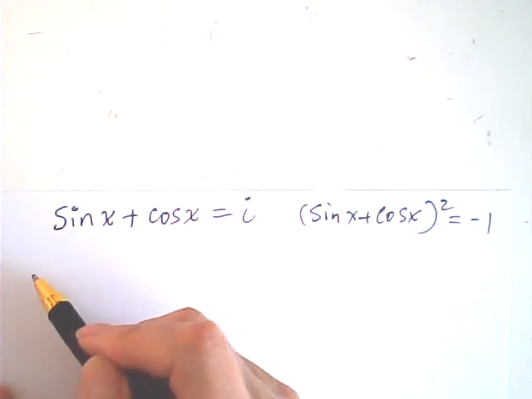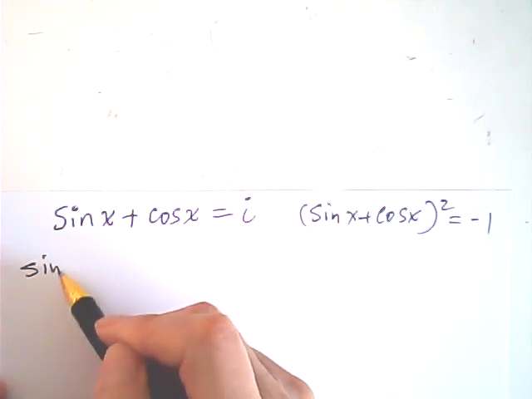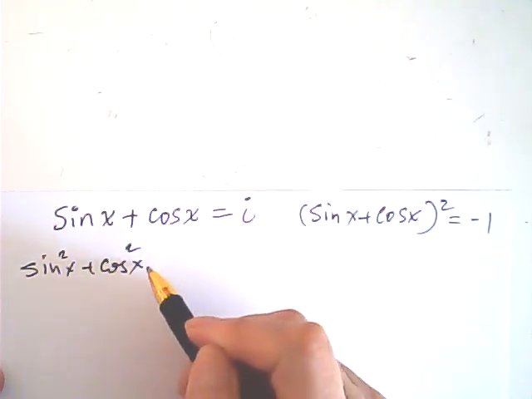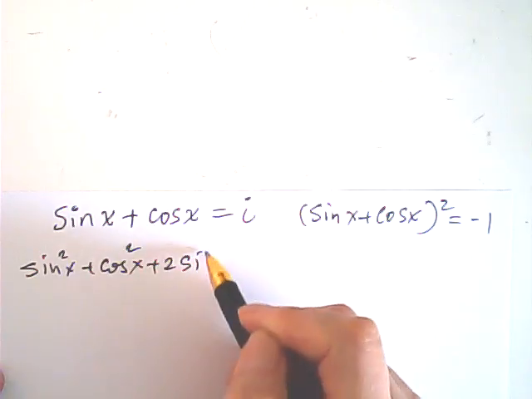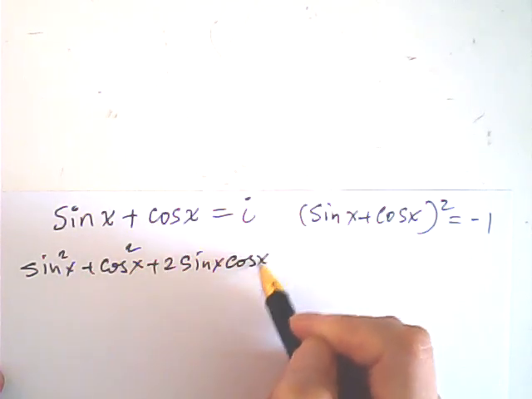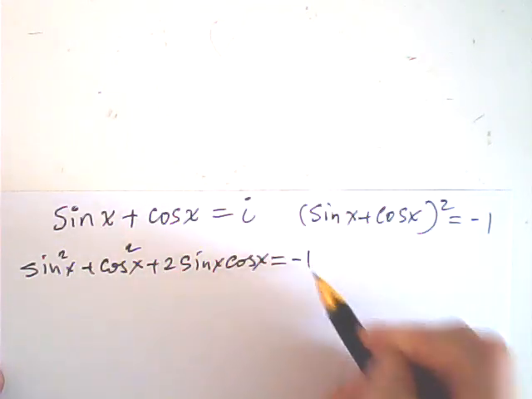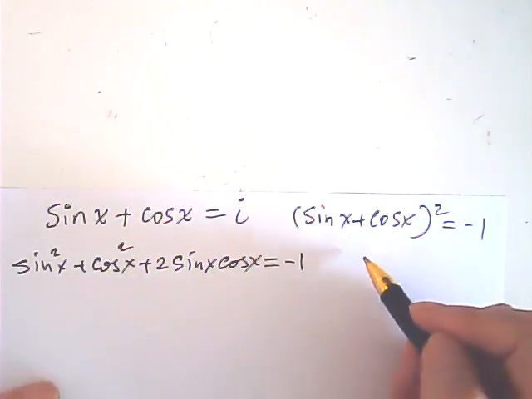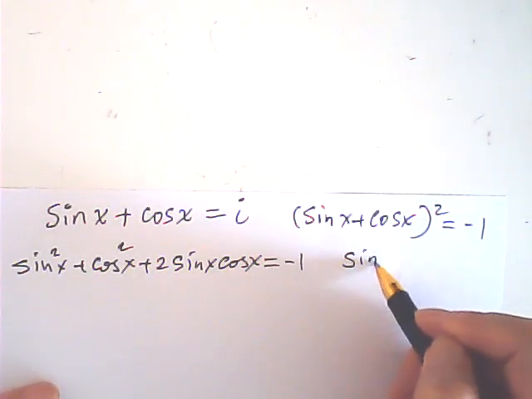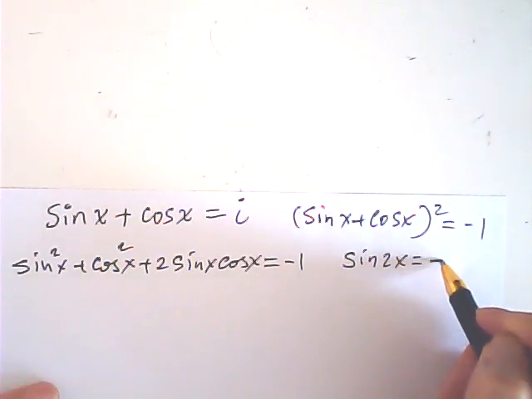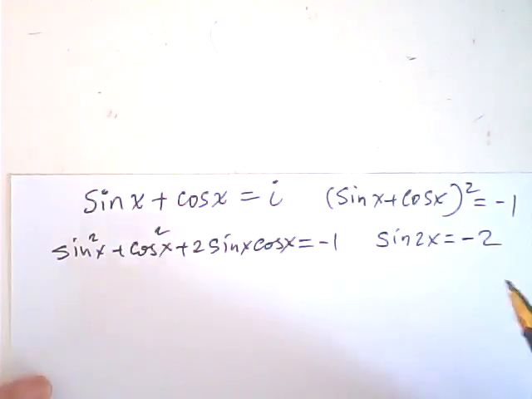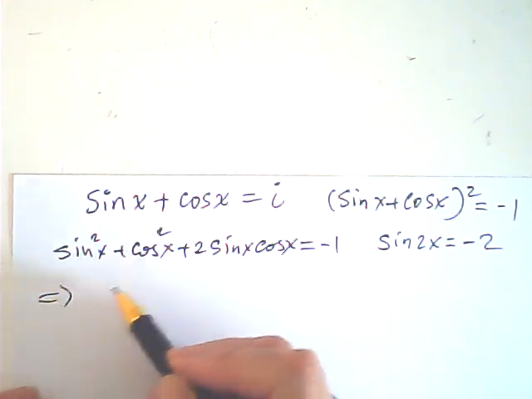The left-hand side is sine squared x plus cosine squared x plus 2 sine x cosine x, which is equal to -1. So that means sine 2x is equal to -2, right? This is 1, so minus 2. Okay, good.